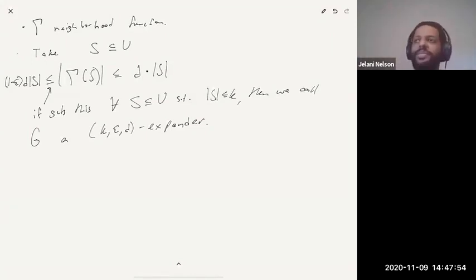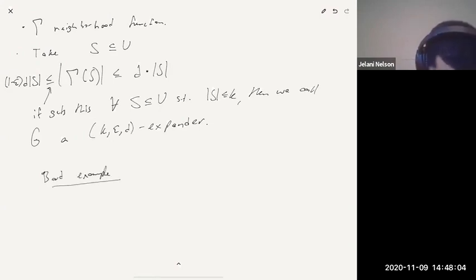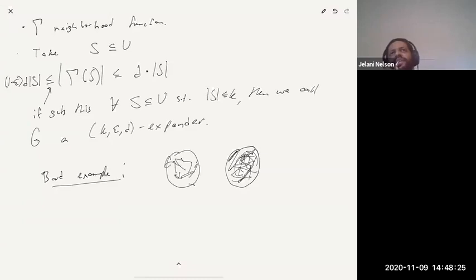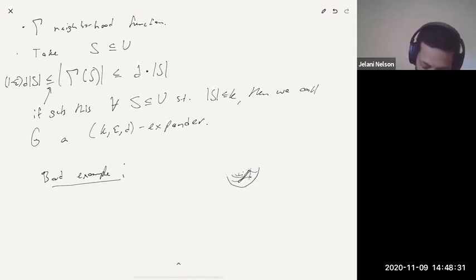Okay, so for example, a bad example would be something like, this is the canonical bad example, what's called a barbell graph. So imagine that these are like very tightly connected graphs, but there's like one very loose. Actually, no. Let me just draw. Let me not be too fancy. Here's a very simple bad example.